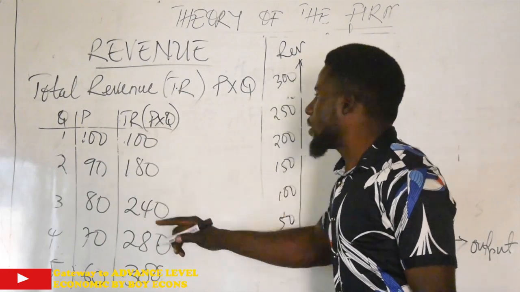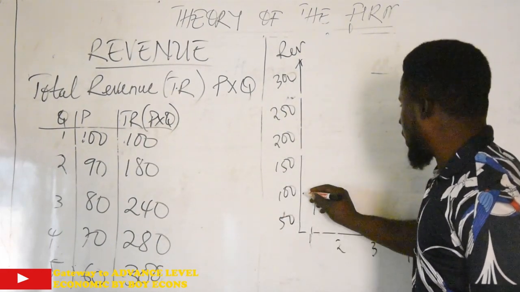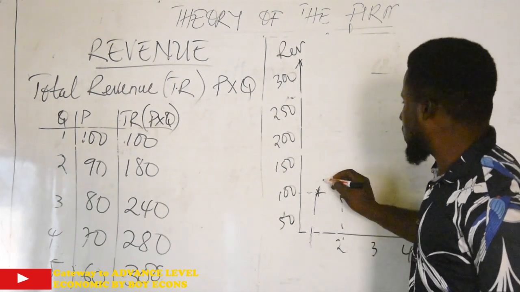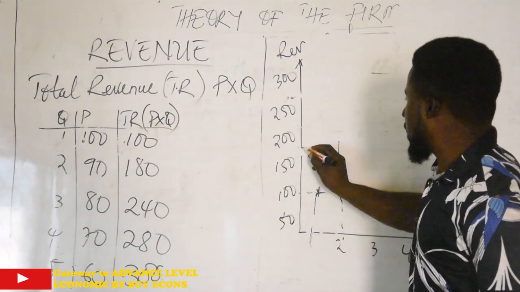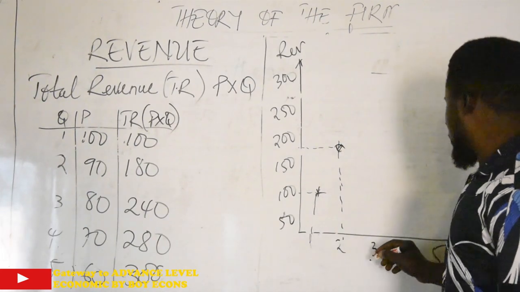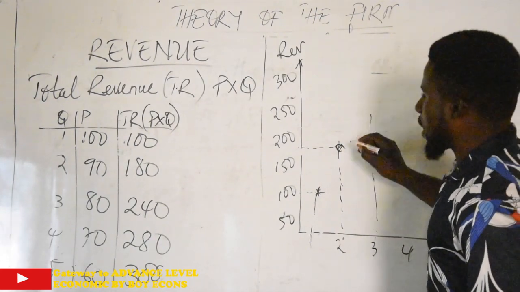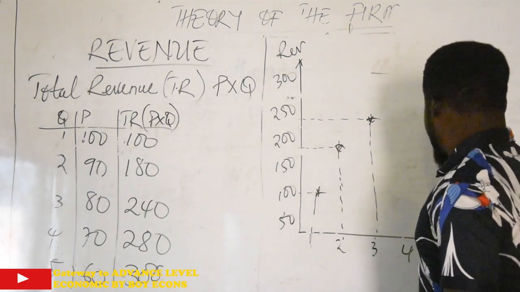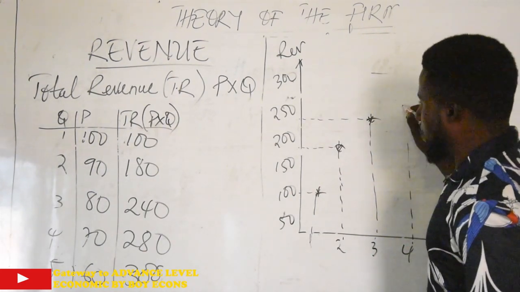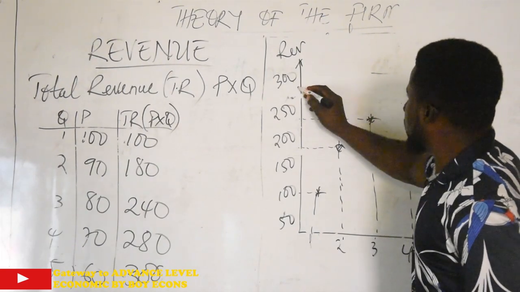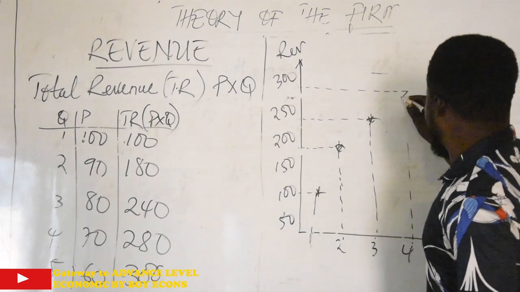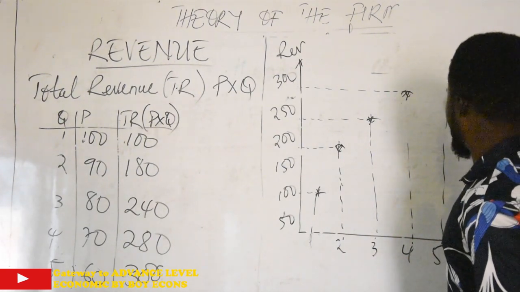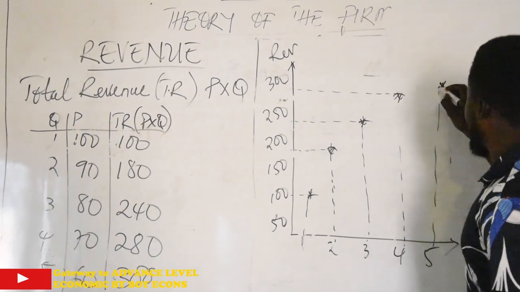When output is 1, total revenue is 100. So we have 1 to 100. When output is 2, total revenue is 180. So we have 180 somewhere here. When output is 3, total revenue is 240, somewhere here. When output is 4, total revenue is 280, somewhere here. And then when output is 5, total revenue is 300. We have 300 somewhere here.